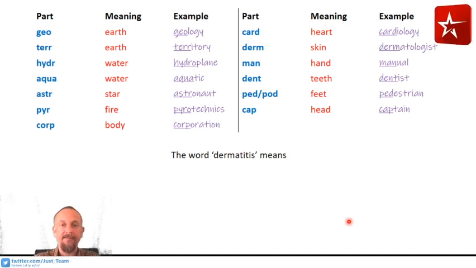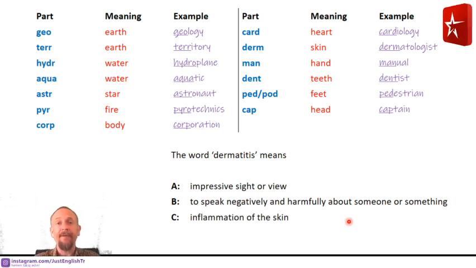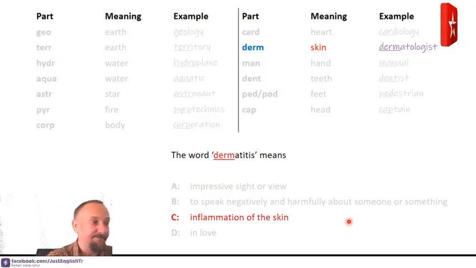The word dermatitis means A, impressive sight or view. B, to speak negatively and harmfully about someone or something. C, inflammation of the skin. And D, in love. There we go. Very good. Thank you, everybody, for answering. Oscar straight in there with C. You're all quick. It's like a competition. Okay, very good. The answer's C.